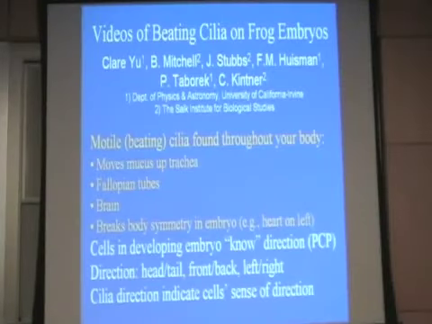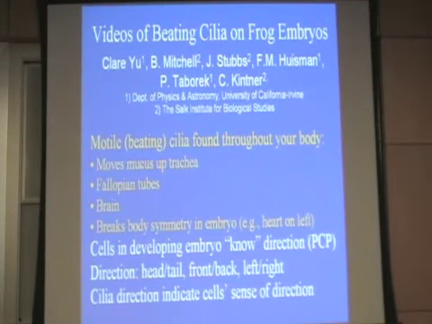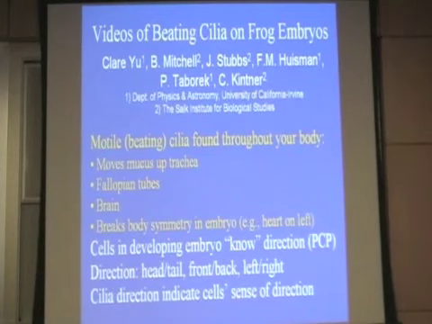All right, so I want to show you some movies of beating cilia in frog embryos, but let me motivate this by saying that in your body, cilia are very important. Beating cilia throughout your body move mucus up your windpipe, up your trachea. When you smell, they move air molecules past your olfactory sensors. You also have beating cilia in the fallopian tubes, moving the egg, and in your brain, the fluid encasing your brain and your spinal column, beating cilia move that.